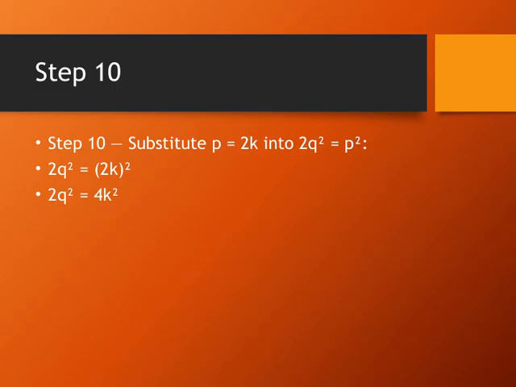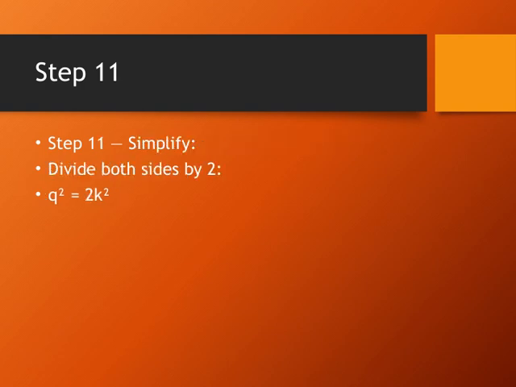It's a key move toward understanding the nature of these squares and how they relate to each other within the broader proof. All right, now we're at step 11, which is all about simplifying the equation. The key idea here is to divide both sides of the equation by 2. When we do that, the original equation q squared equals 2k squared becomes much cleaner.